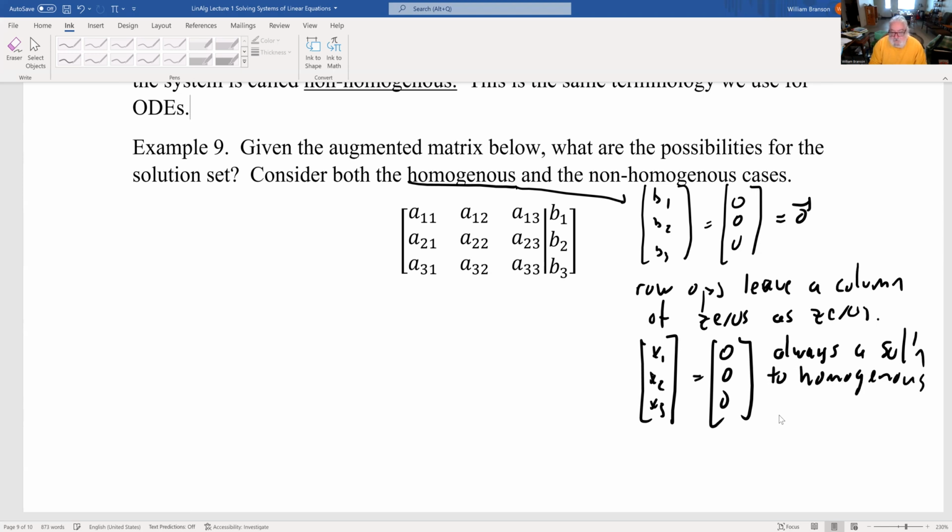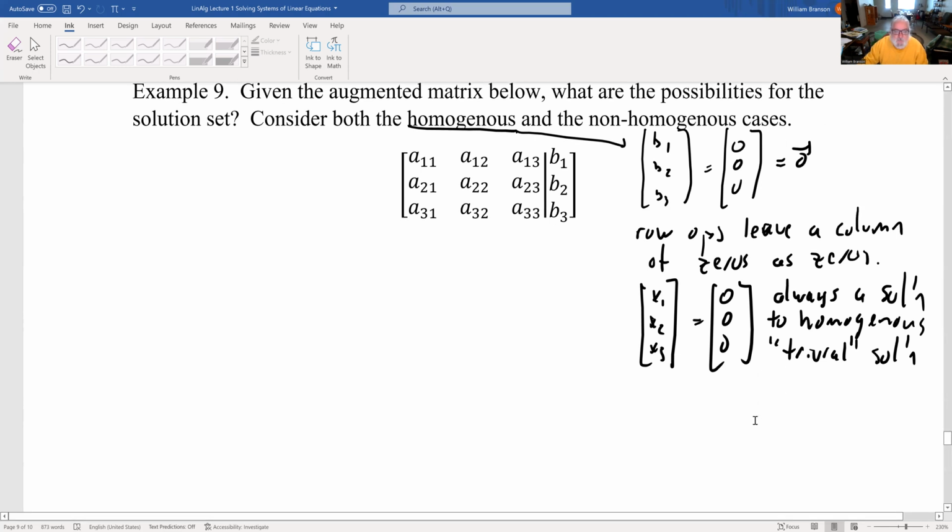Right? 0, 0, 0, the 0 vector, that's always a solution to a homogeneous equation, right? If everything is 0, we can just leave that zeros. And this is called the trivial solution. If at least one of B1, B2, B3 is not 0, then you might have no solutions, you might have some solutions.